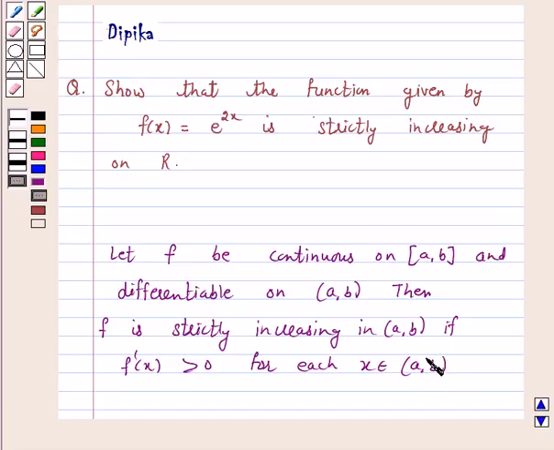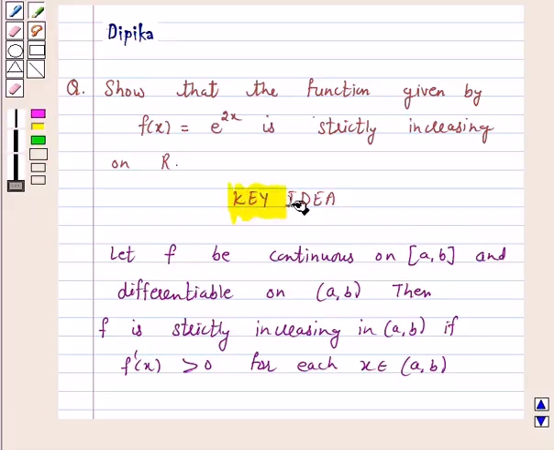That is, a function is strictly increasing on an open interval where its derivative is positive. So this is the key idea behind our question. So let's start the solution.